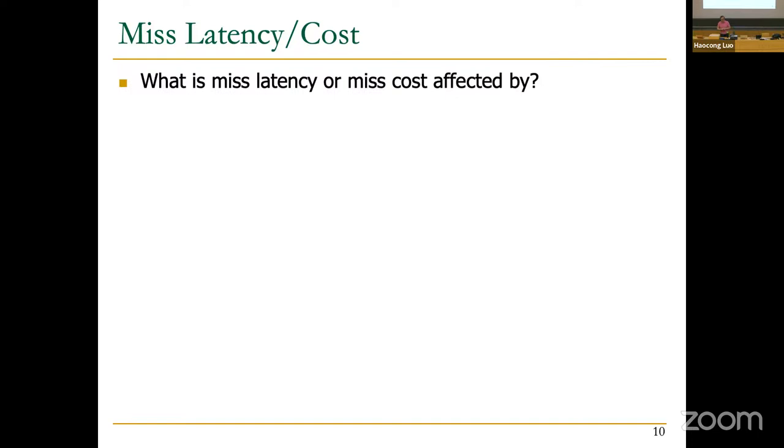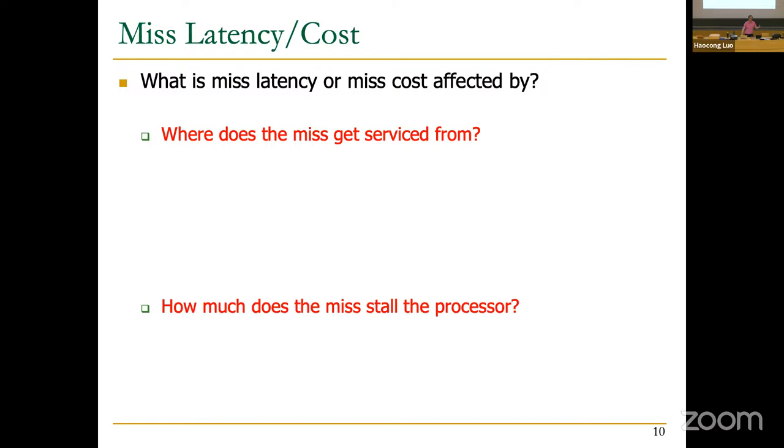So if you think about miss latency or miss cost, what is that affected by? We discussed this, but let's take a look at it in a bit more detail. So this is affected by two things. One is, where does the miss get serviced from? Does it get serviced from the next level, et cetera? We'll see that. And how much does a miss actually stall the processor? In the end, the most important one is the second one, actually. But I will kind of try to break down these two things into separate pieces.